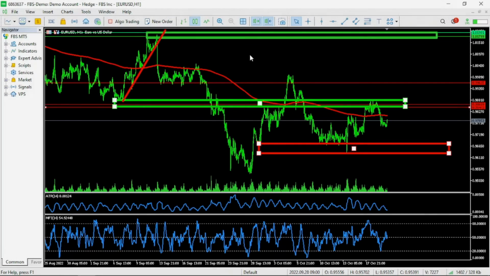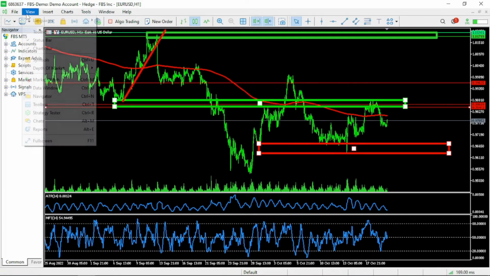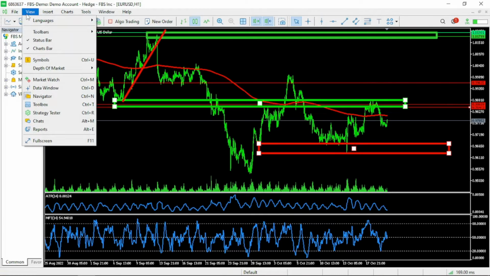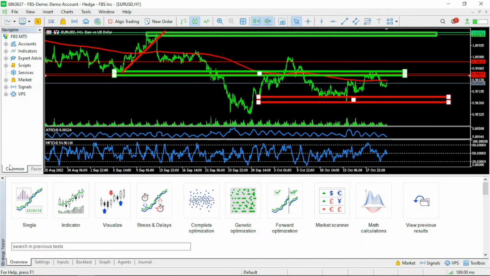Next, we are going to MetaTrader 5. I have already downloaded the Expert Advisor so that we can do the next step, which is to perform a strategy test on the trading bot. To do this, I'm going to select View, Strategy Tester, or simply press Ctrl+R for the shortcut. Next, under Overview, I'm going to select Single Test.